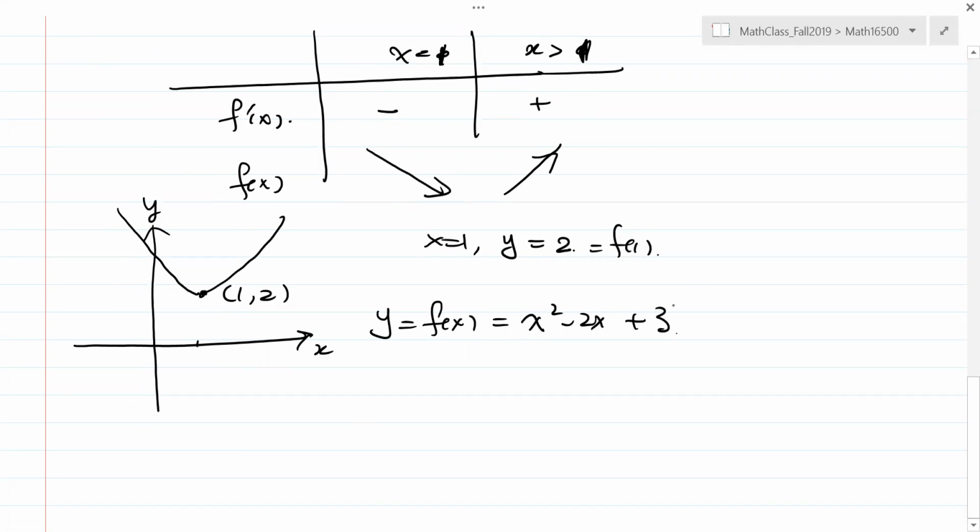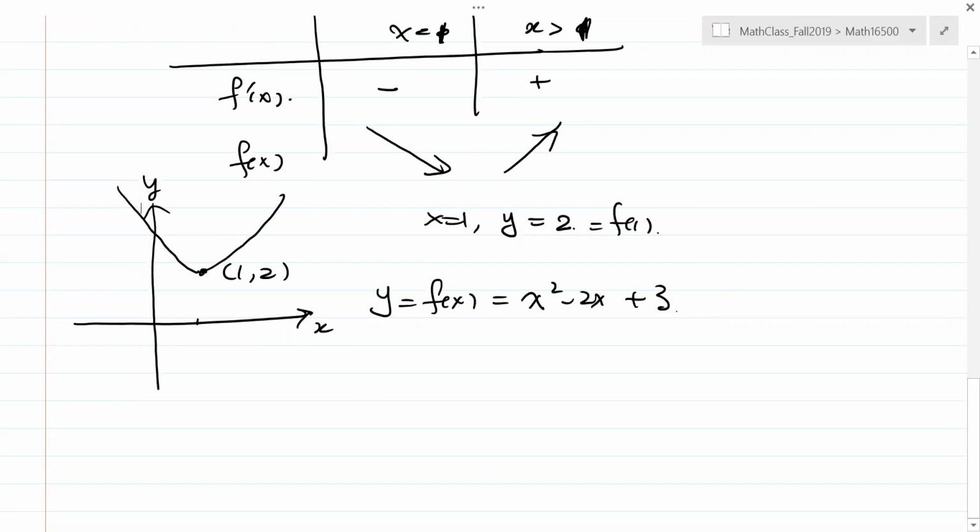If you set the function to 0, b squared minus 4ac is going to be negative, so there are no real solutions. Right? So for a quadratic function, you probably don't need calculus to study it. But for polynomial functions of degree greater than or equal to 3, calculus is more useful.